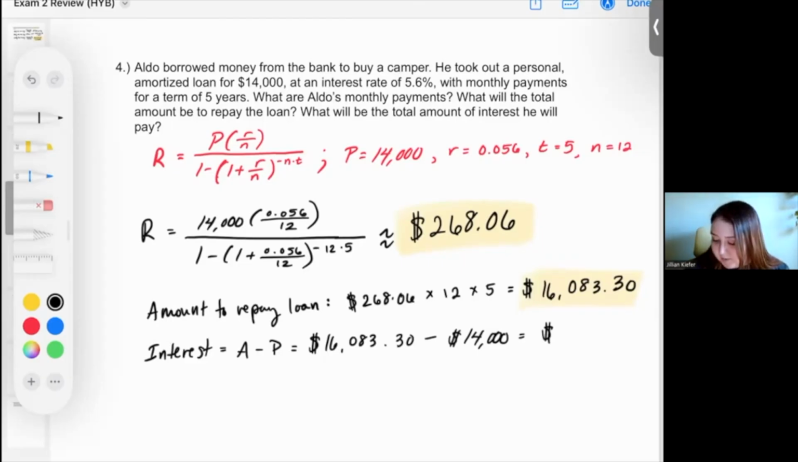So the amount of interest that we actually paid would be $2,083.30. So that's how we calculate monthly payments and then finding out the total amount of the money that we're actually paying during that term and then how much the interest actually was. So, all right, that wraps up number 4. Let's go ahead and do number 5.